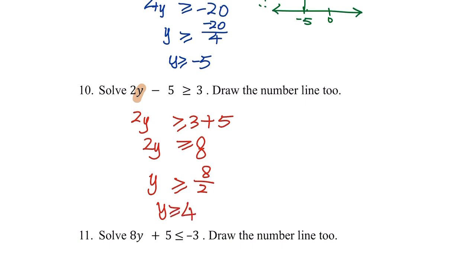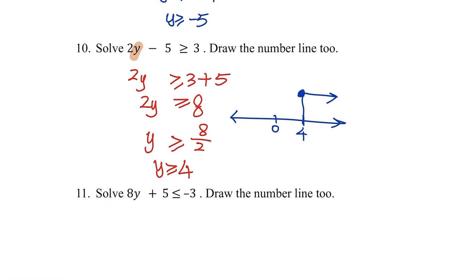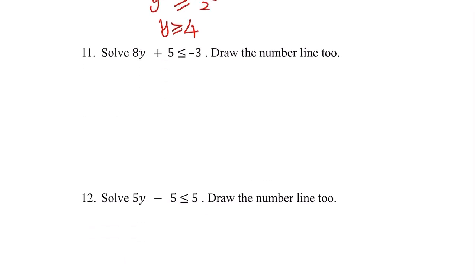Okay, and then now we also have to do the number line. There's a 0, there's a positive 4, and it's greater than something, so let's go to the right side. Do I blacken the circle? Yes, good. Okay, next.